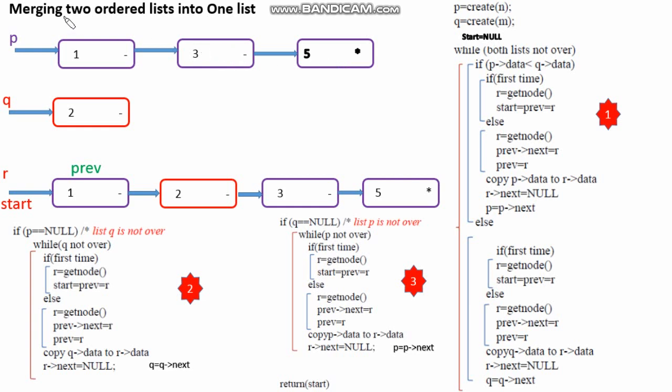Dear friends, we are coming into the next operation of merging two ordered lists into a single list, which is the inverse of, let's say, splitting. So here we have two lists, P and Q. The items are ordered, let's say P with n items, Q with m items, and we need to create a resultant list called R, which will have the items of P and Q in an ordered fashion.